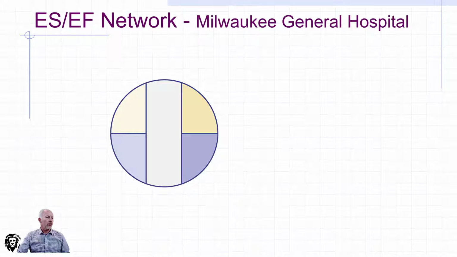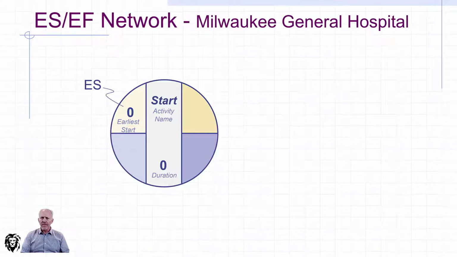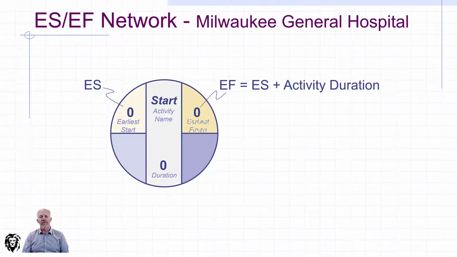So let's start with our start node. It has a duration of 0, and it also has an earliest start of 0 because it's the start node. And we already know that to determine the earliest finish, we take the earliest start of our activity and add its duration to it, and that will give us our earliest finish. We'll fill that in the top right quadrant as the earliest finish. And now what we need to do is pass on to its successors and carry on through the network to determine the earliest start and earliest finish for every node.